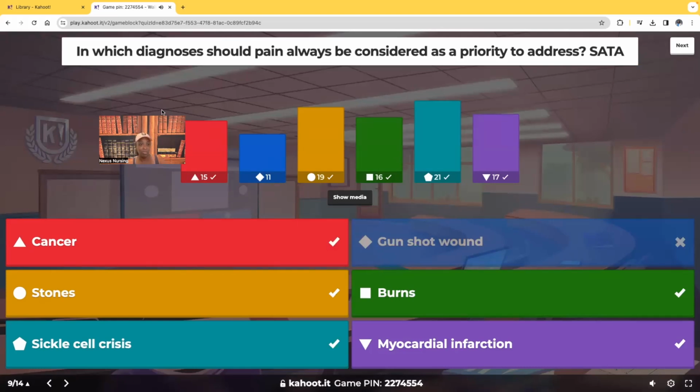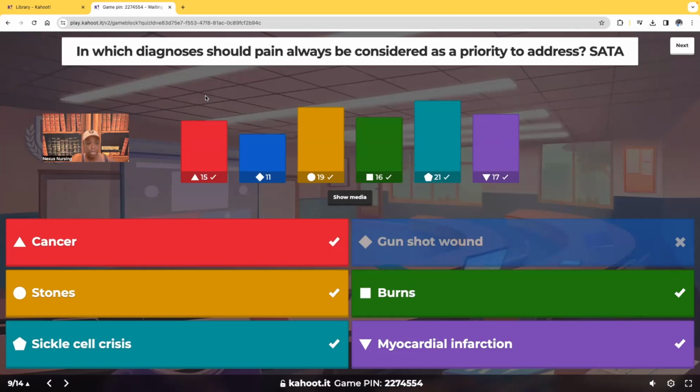Everything except gunshot wound. The 5 diagnoses where pain should be in the same category of physiological needs are patients who have cancer, who are getting chemo, radiation, patients with stones, and it doesn't matter what kind of stones. It could be kidney stones, gallbladder stones, calcium stones, struvite stones. If there's stones, that pain is so severe, it can alter that patient's physiological status.